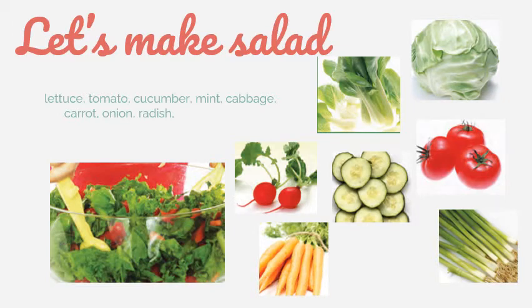Let's make salad. You can try to make this salad at home. Here we have lettuce, tomato, cucumber, mint, cabbage, carrot, onion, and radish. What should we do first? Of course, we need to clean the vegetables properly. Then we can chop them and mix them. And this is how we make a yummy salad using vegetables. Do you know that it's very healthy? That vegetables are very healthy? So we need to eat fresh vegetables to grow bigger and stronger.